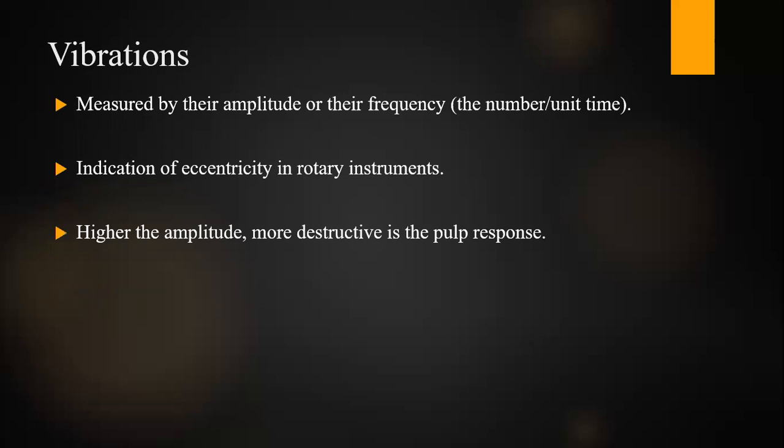Then vibrations. Vibrations are measured by their amplitude or their frequency, that is a number per unit time. It is an indication of eccentricity in rotary instruments. Higher the amplitude, more destructive is the pulp response.